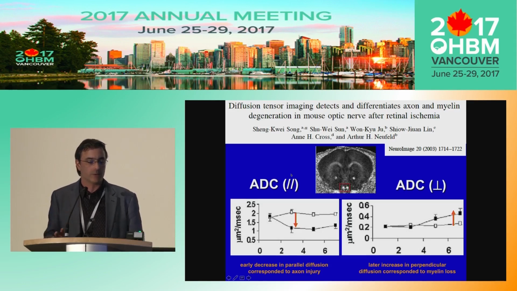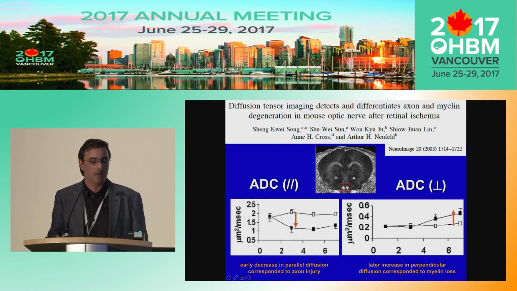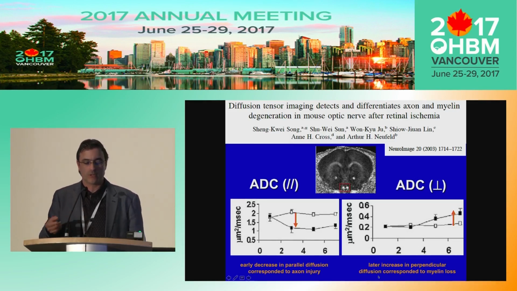If you look at the eigenvalues or the parallel and perpendicular diffusivities in this retinal ischemia model, the parallel diffusion would go down early, and that corresponded to histological evidence of axonal degeneration, but the perpendicular diffusion didn't change at all. Later on, the perpendicular diffusion would go up, and that was linked to demyelination. So he came up with this hypothesis that the parallel diffusivity was more sensitive to axon damage, and the perpendicular diffusion was more sensitive to demyelination. And that's where this came from.